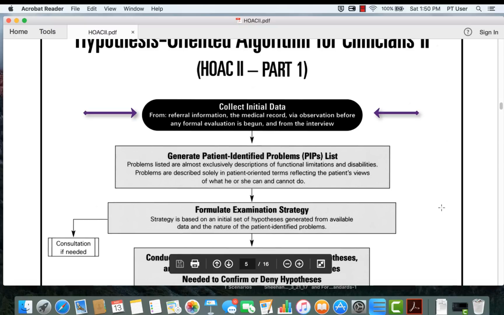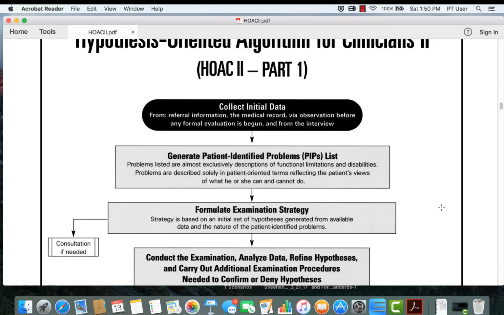So the first thing you're going to do, as I think would make sense to all of you as a physical therapist, is you're going to have some initial data. That data will come from a referral from a physician, perhaps from another healthcare practitioner, perhaps from a colleague, a PT. You'll have some sort of medical record. It might be a chart within a hospital. It could be a health history questionnaire that you have them fill out in an outpatient setting.